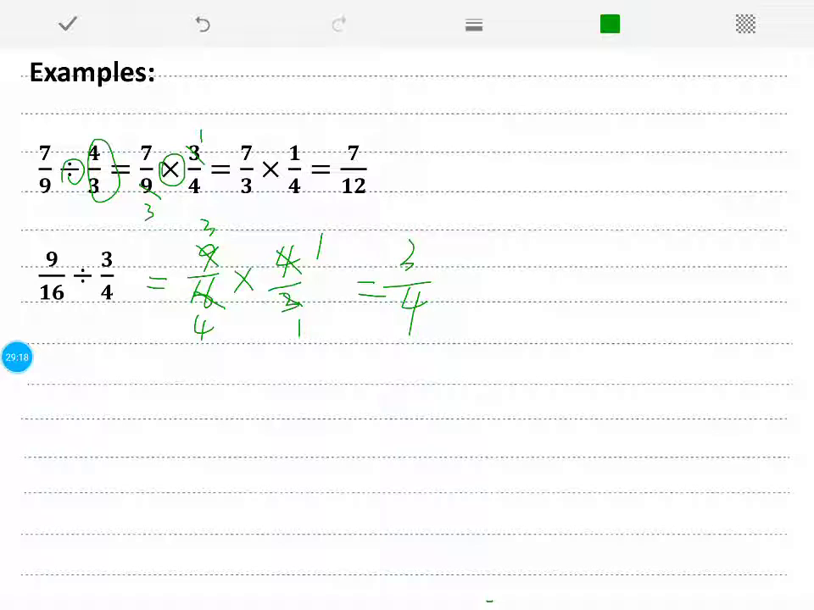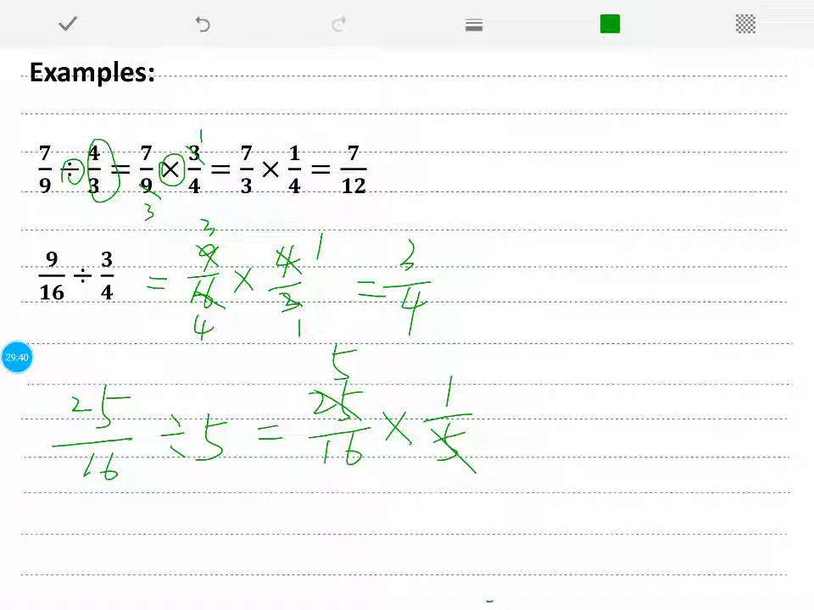Another example is a fraction divided by a whole number: 25 over 16 divided by 5. Because the whole number 5 means 5 over 1, that becomes 25 over 16 times 1 over 5. So 5 and 25 simplify to 1 and 5, so it's 5 over 16.